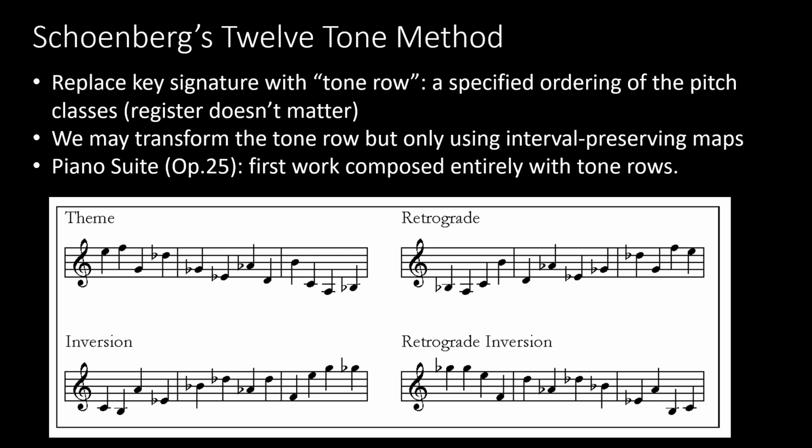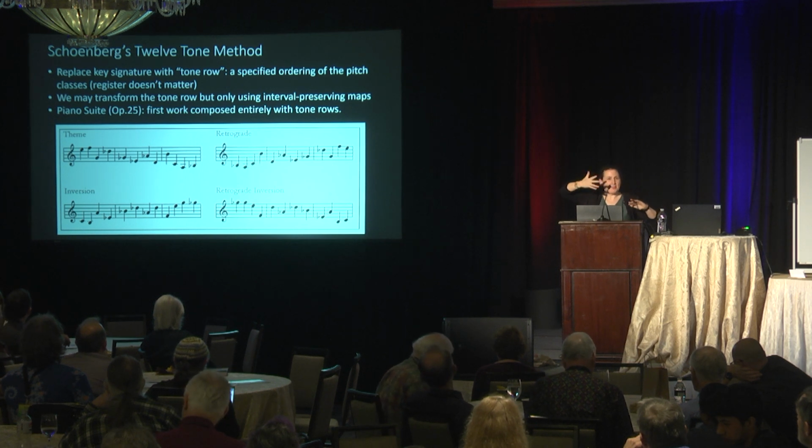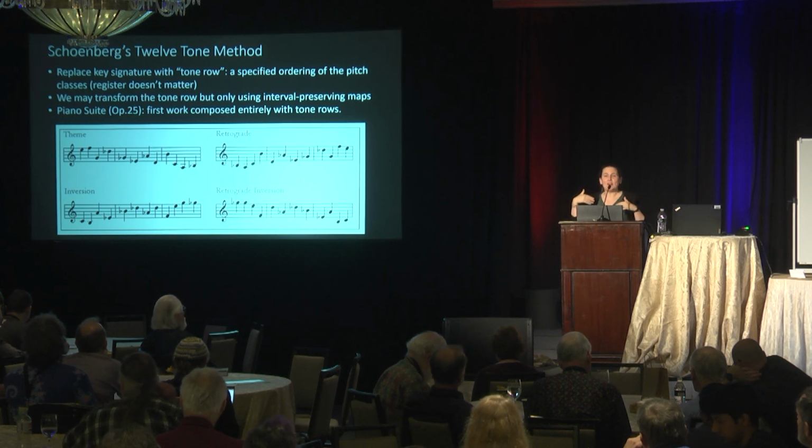showing you the theme and then some of the transformations from the first composition of Schoenberg that is composed entirely with these tone rows. So the theme is the starting point, and then you can transform it with some of the things we've seen. So you can play it backwards in retrograde, right? You can invert it, flip it in a horizontal mirror, and you can combine. You can do a retrograde inversion if you're feeling very spicy. So there's lots of different variants you can use.